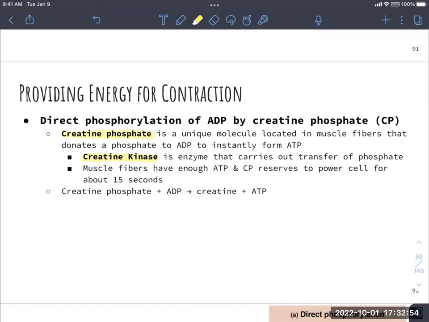So we have enough ATP and creatine phosphate to power a contraction for about 15 seconds. That's how much we have in our stores. We store this energy in our muscle cells. So they're what's usually used to begin a contraction.